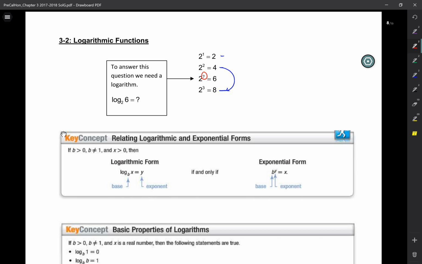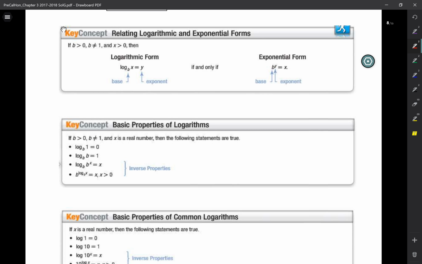Okay? So when we take a logarithm, what we're looking for is the exponent, so that 2 to the power of something is 6. All right? And I really like to stress this to my students, that a logarithm is just an exponent. So if you're walking down the street and somebody taps you on the shoulder and says, what is a logarithm? You should just say exponent. It's an exponent.